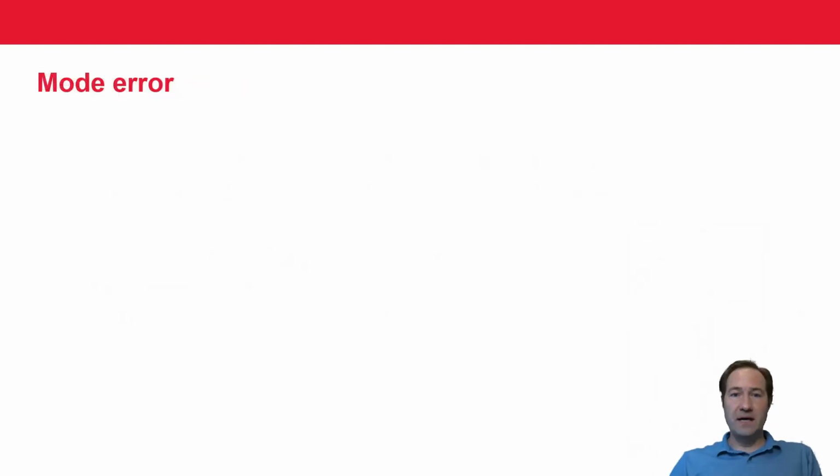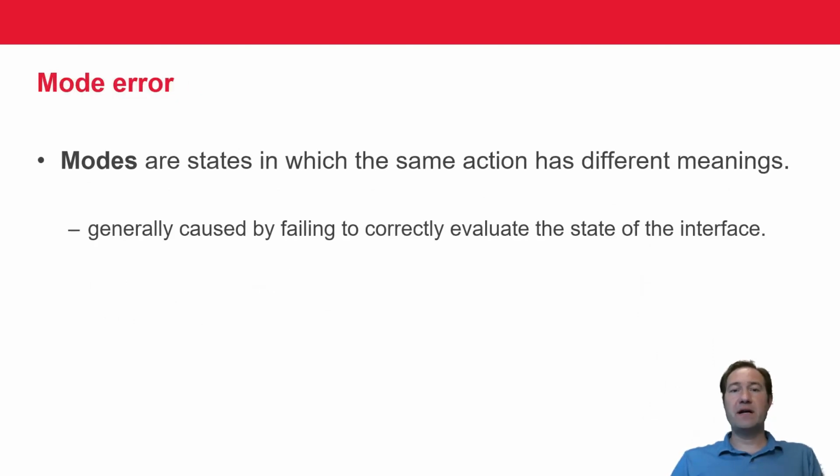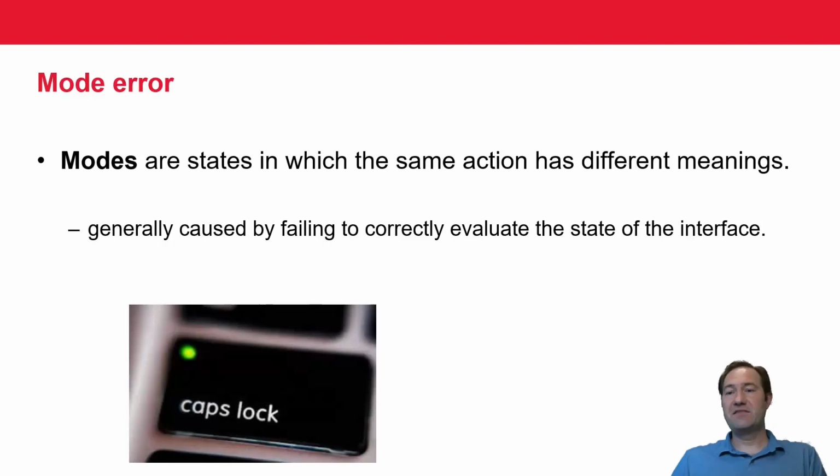Let's talk about mode errors. Mode errors are states in which the same action has different meanings. This is generally caused by failing to correctly evaluate the state of an interface when we talk about UI problems. The most classic one is caps lock. In fact, it's built into almost every UI now to recognize when caps lock is on.